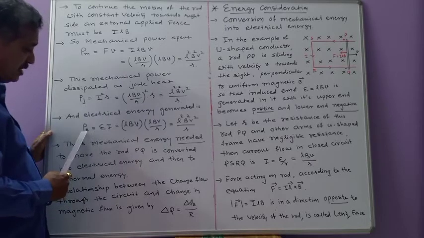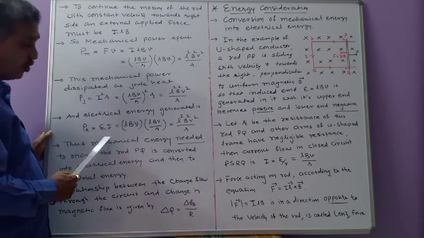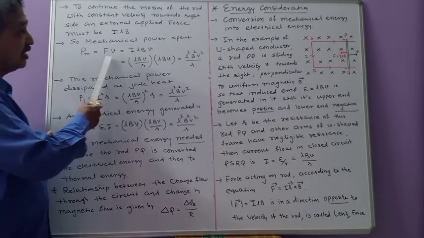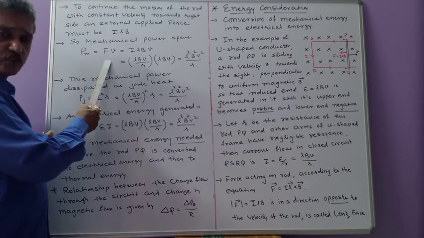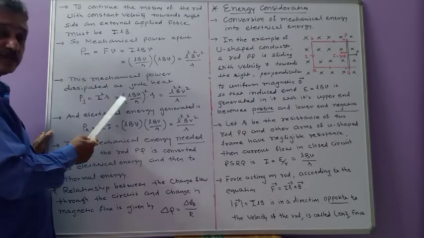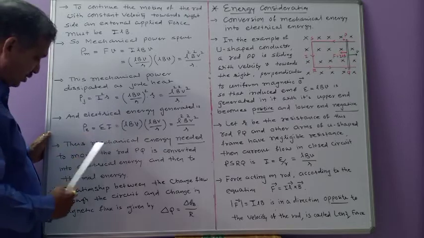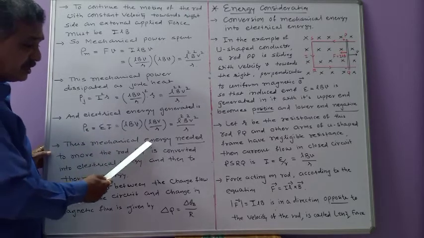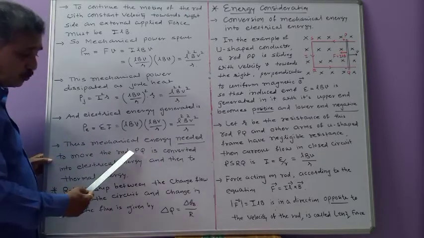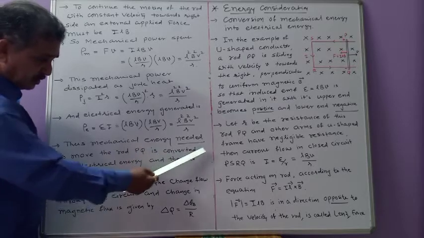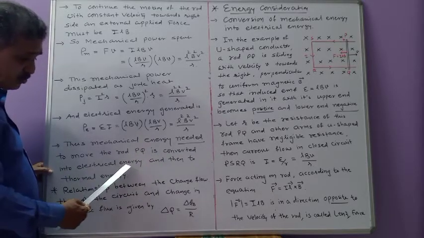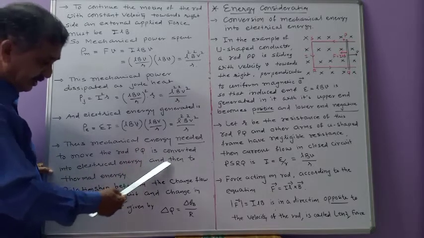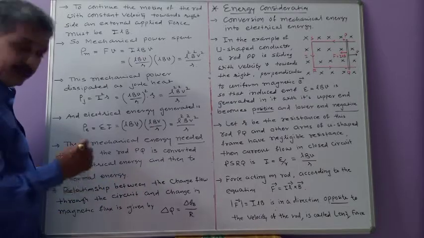So either you say electrical energy generated, or you can say the mechanical power spent, or you can say the thermal energy generated, all are equal, and thus the mechanical energy needed to move the rod PQ is converted into electrical energy and then into thermal energy.